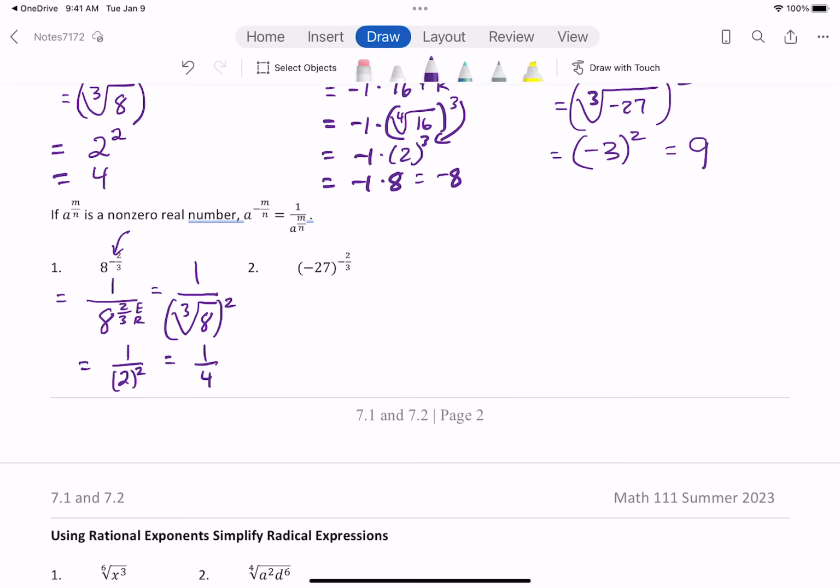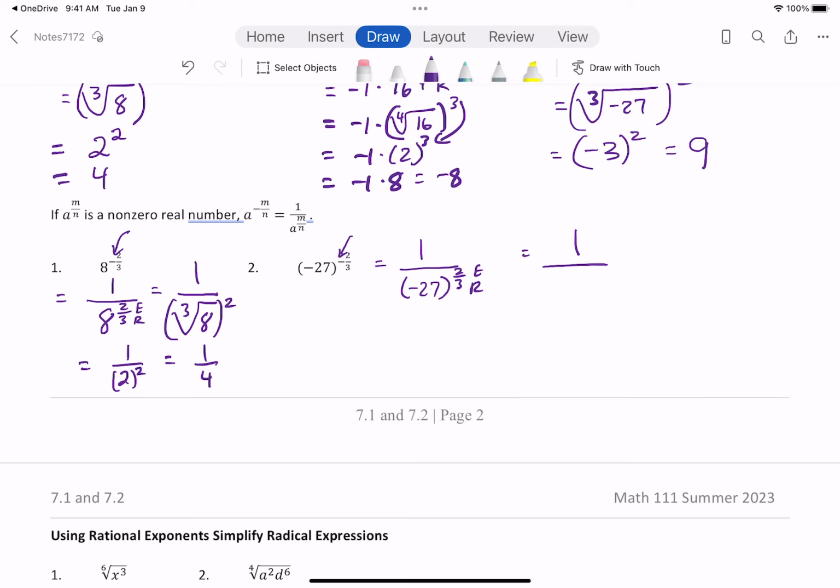Then for the second one, same idea. When the exponent is negative, the first thing I'm going to do is rewrite my problem. Now the only thing that this affects is the exponent. So the negative 27 is still negative 27, but the exponent will become positive. So we can write this as 1 over.